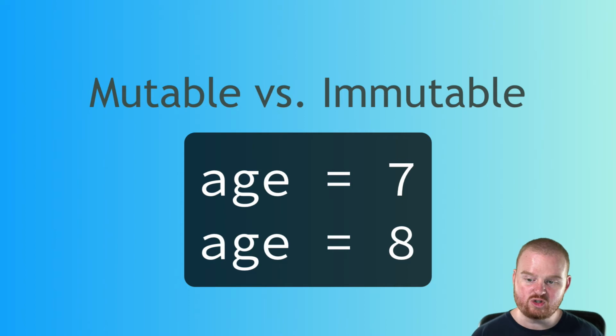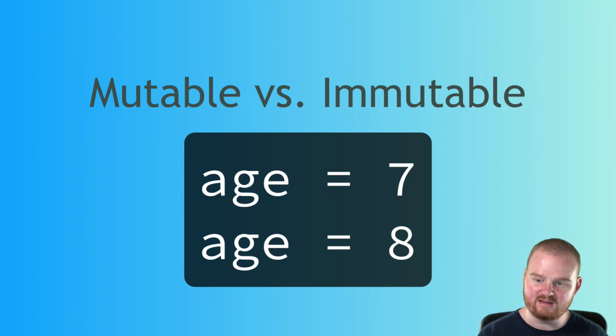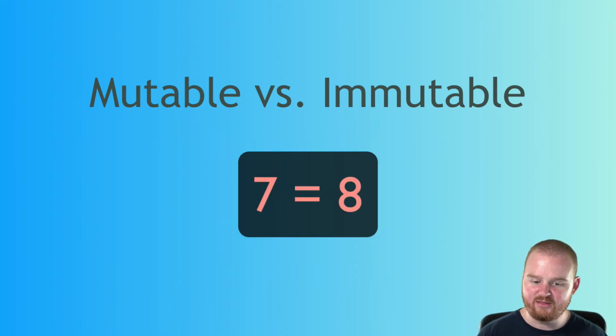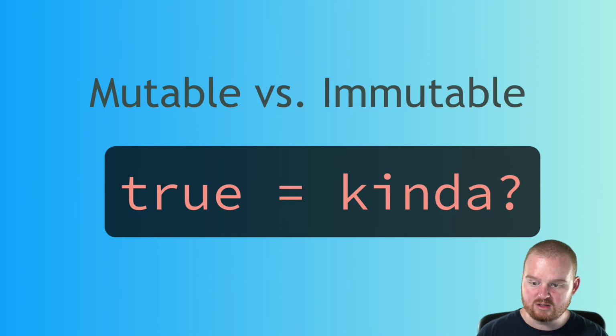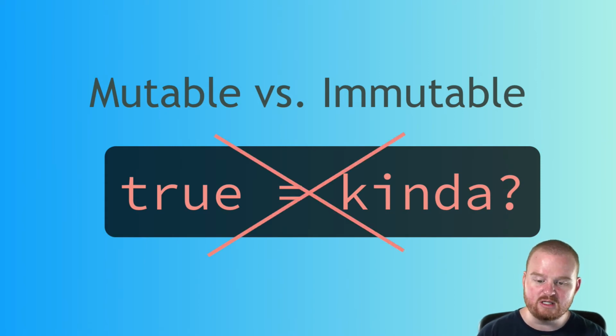However, there's no way to change what the number 7 means. When we talk about the number 7, there's no way we can modify the number 7 to be the number 8 or the number 6. We wouldn't want to change what the number 7 means. Similarly with true, we wouldn't want to change what it means for something to be true.